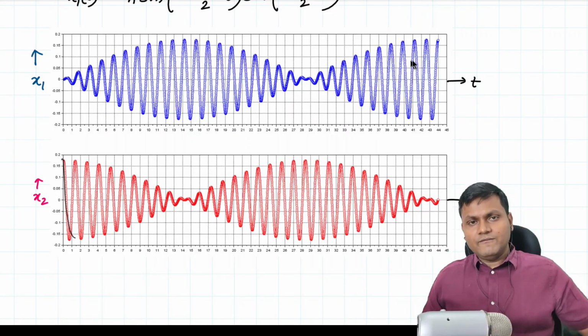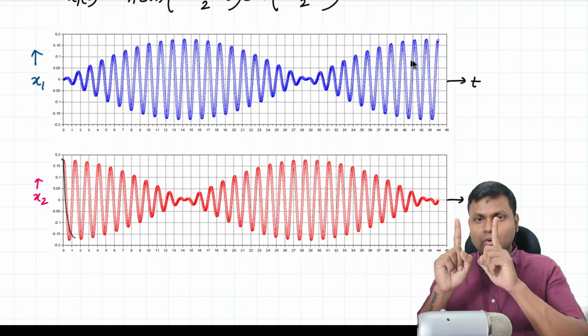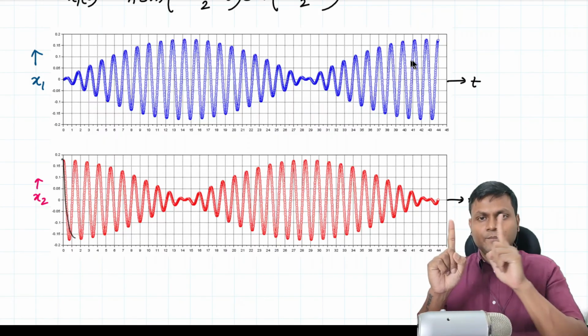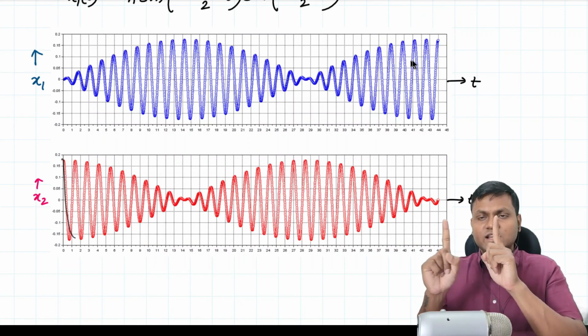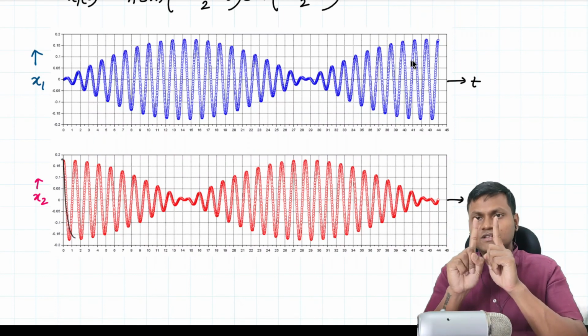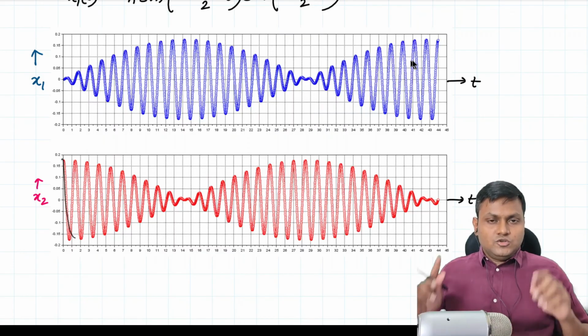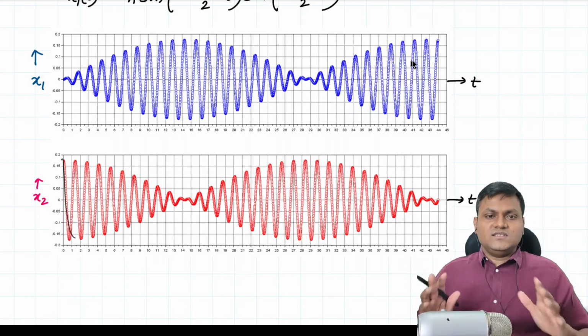So the behavior of both the masses is such that when I displace x2 from its initial configuration, it starts oscillating, and its amplitude decreases. At the same time, x1 starts oscillating, and its amplitude increases. After some time, x1's amplitude decreases and x2's amplitude starts increasing. So two very interesting things are happening here.